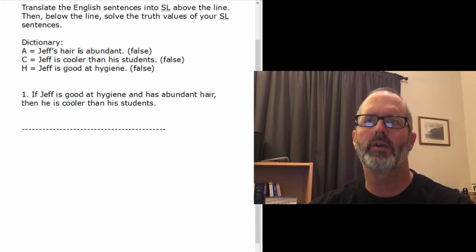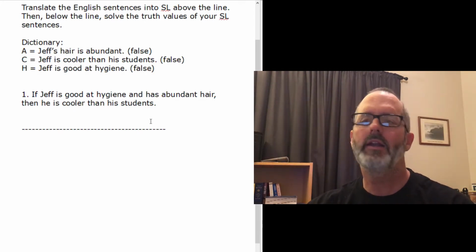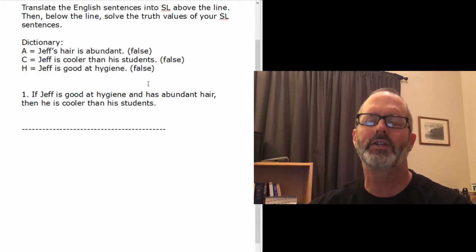Just as I show in the preview, you will first be translating the English sentences into SL using the dictionary that I'll provide. I'll provide the dictionary. You will do that above the line. Then, and there will be quite a few sentences, you will solve for the truth values of the sentence below the line using, notice here, there will be truth values for your basic sentences in your dictionary.